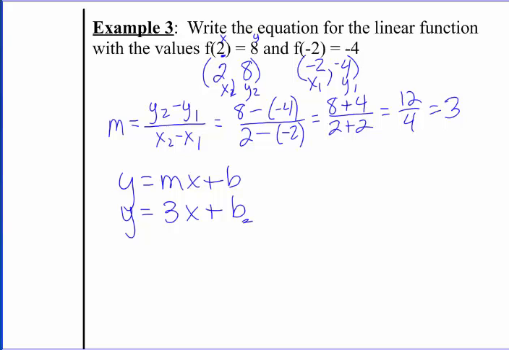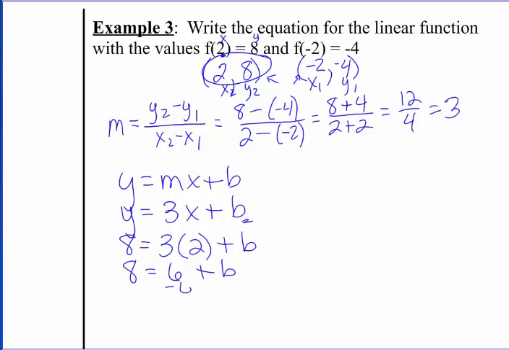So remember, to find b, you pick one of your points. Doesn't matter which one. You can use the 2, 8, or the negative 2, negative 4. So pick one. I'm going to use the 2 and the 8. So my y value is 8. 3 times the x value, x is 2, plus b. And then solve for the b. So 8 equals 6 plus b, minus 6 on both sides. I get 2 is equal to b.